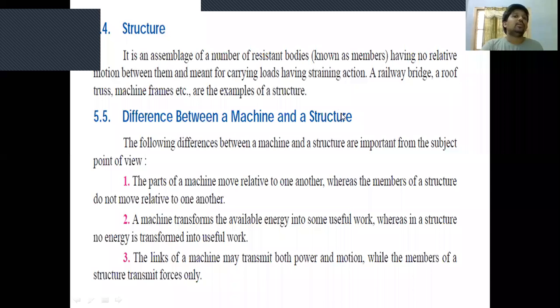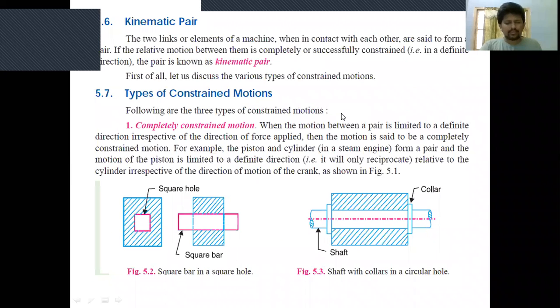Next one, we'll go for pair. Pair itself is defined as you have two links, right? A link is a part of a machine which is having relative motion to another. If you combine these two links, we define it as a pair. So, a kinematic pair is defined as two links of a machine which are in contact with each other and they move relative to each other.